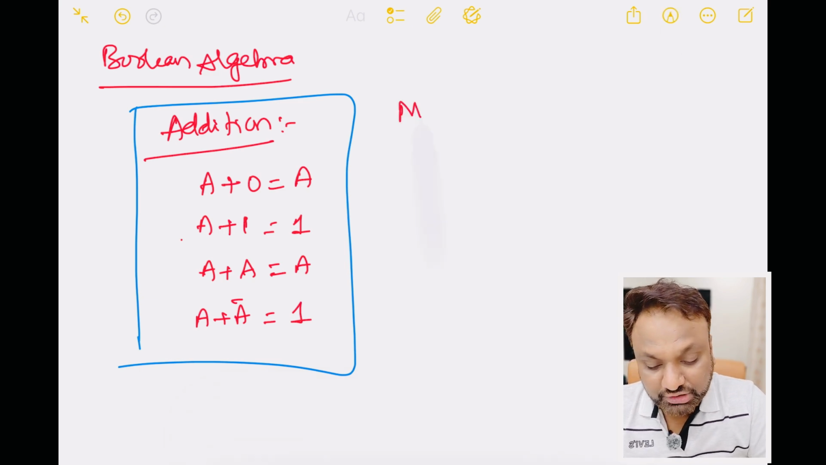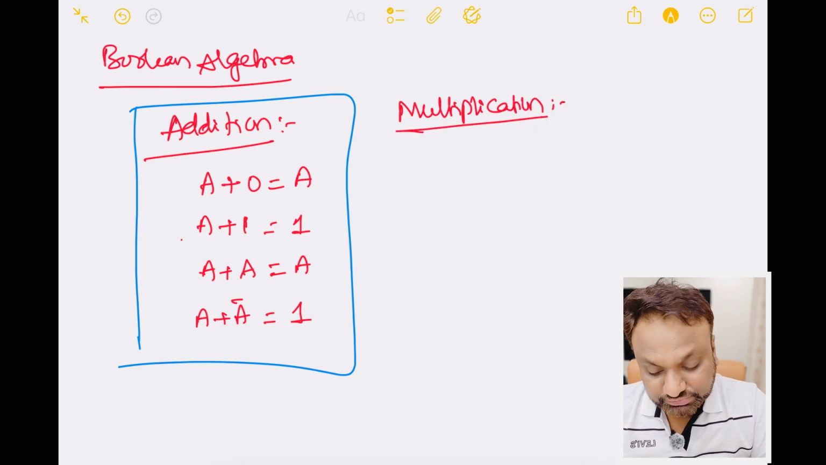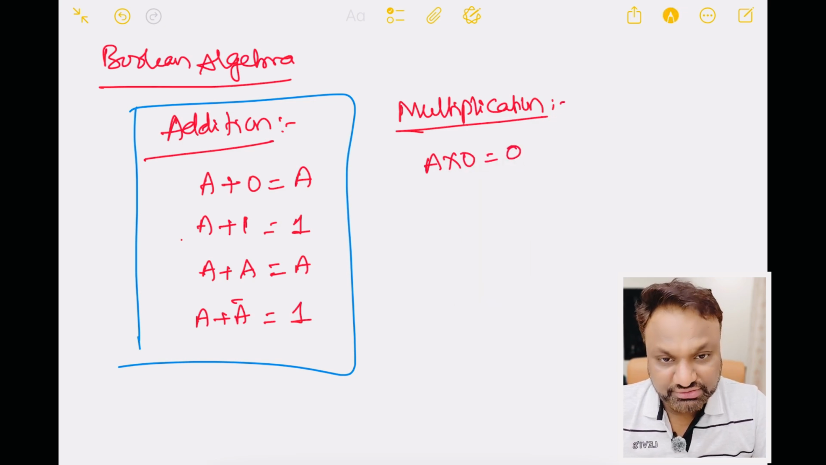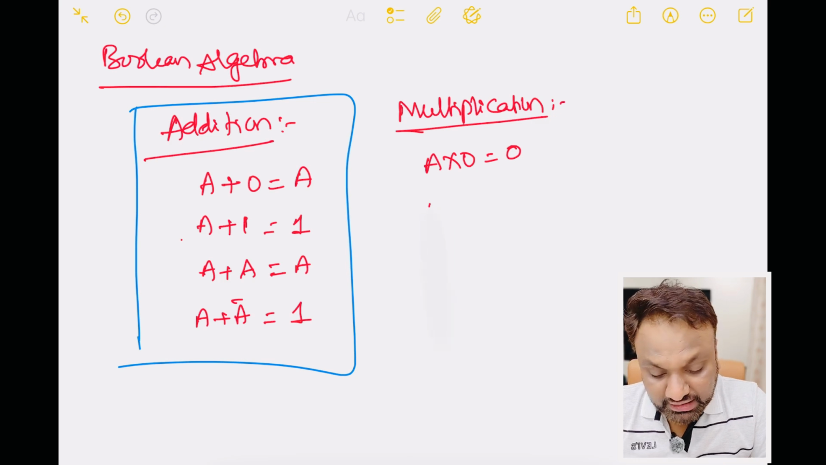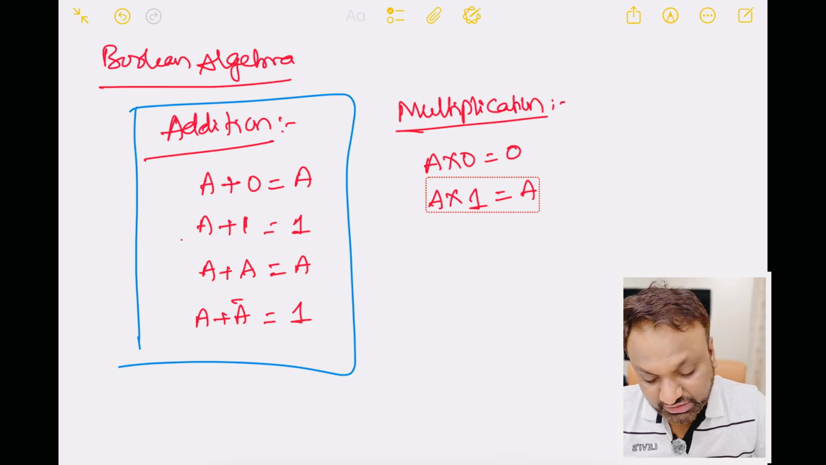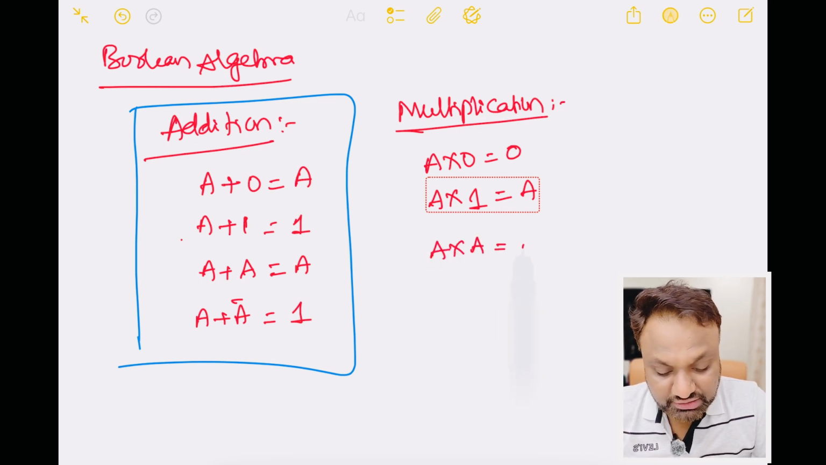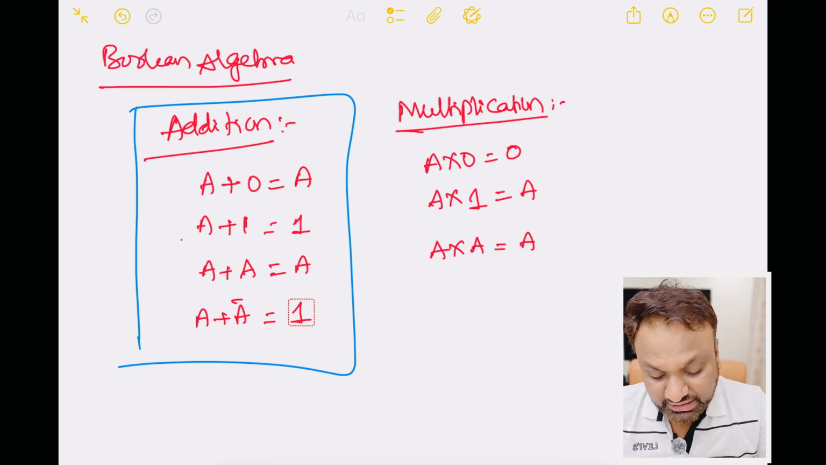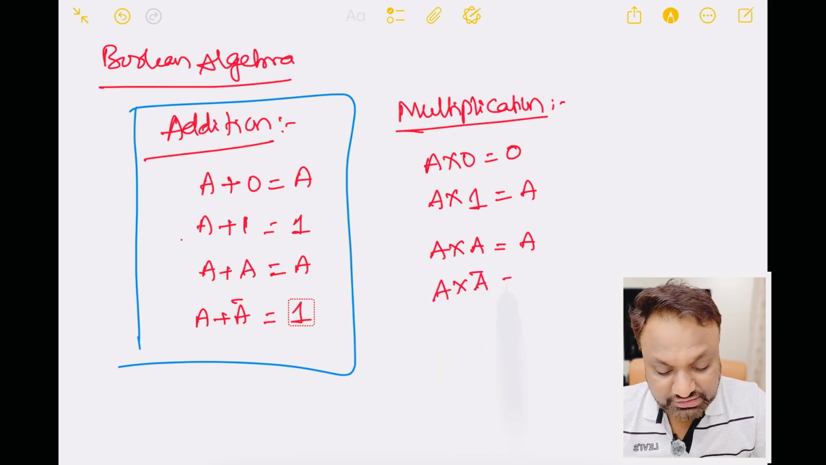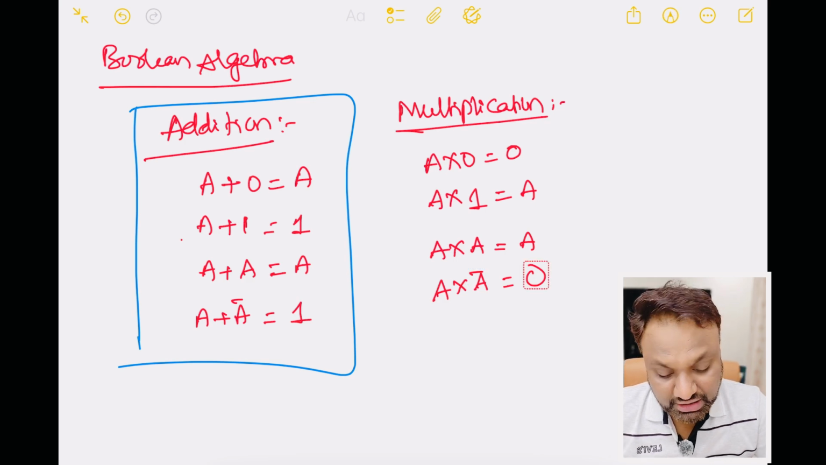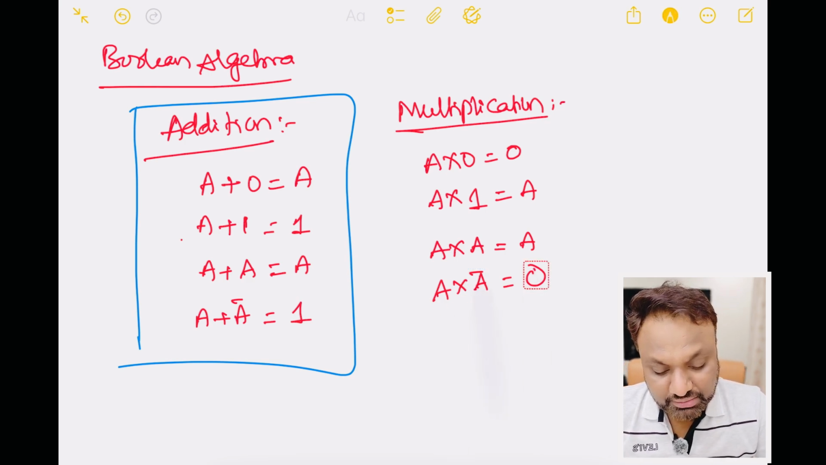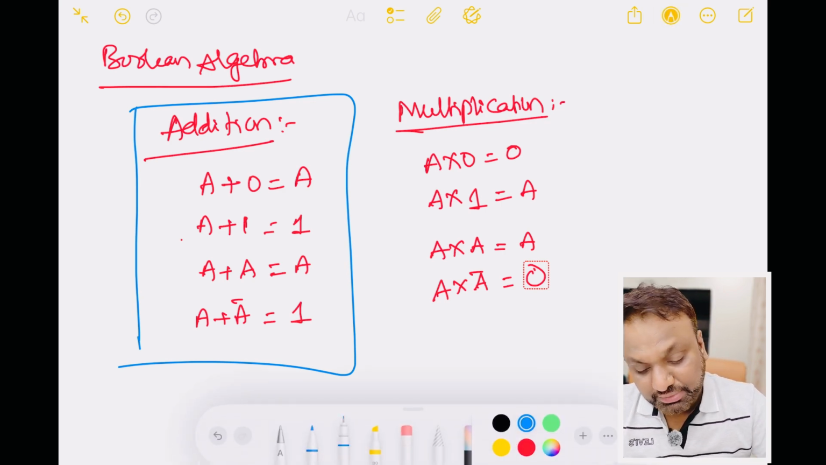So what are the multiplication laws? Same thing: any variable multiplied with a 0 is always equal to 0. Any variable multiplied with 1 will be equal to the same variable. A into 1 is equal to A, and A into A is also equal to A only. Next, A into A bar is equal to 0. Any variable multiplied with its complement is equal to 0.